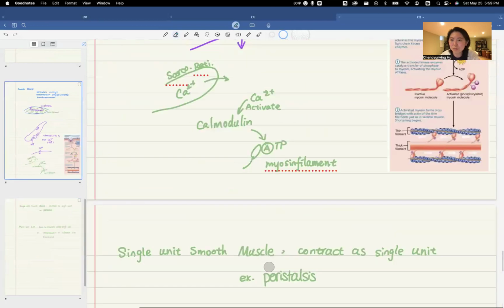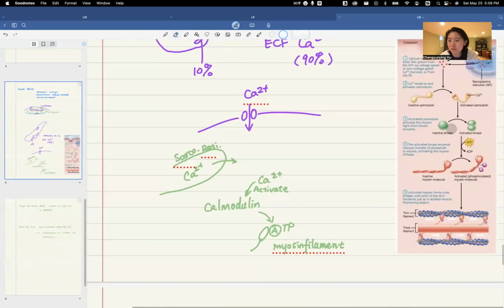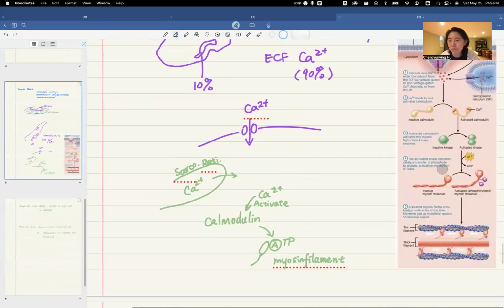I just put this image here if you want to know what happens in between the calmodulin and the ATP attaching to the filament. It's not part of the exam, but if you want to get an idea, that's great. So calcium will activate calmodulin and then activate the kinase, and the kinase helps ATP attach to the myosin.